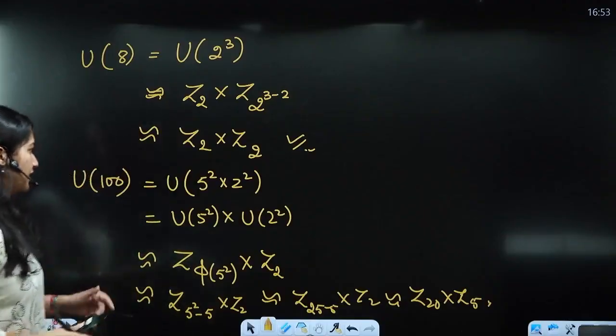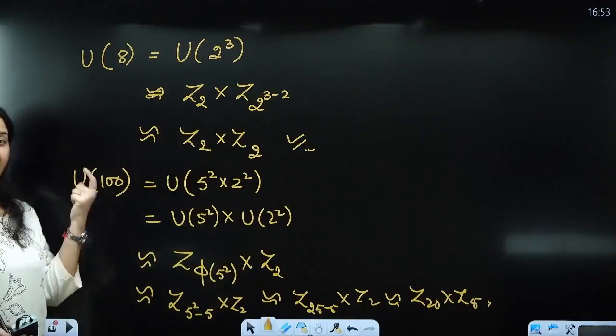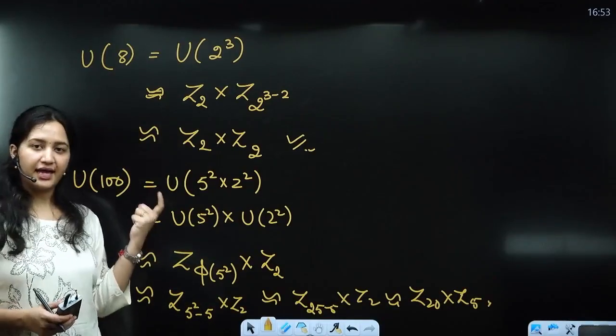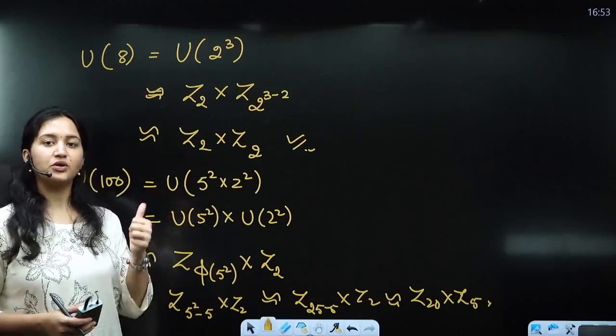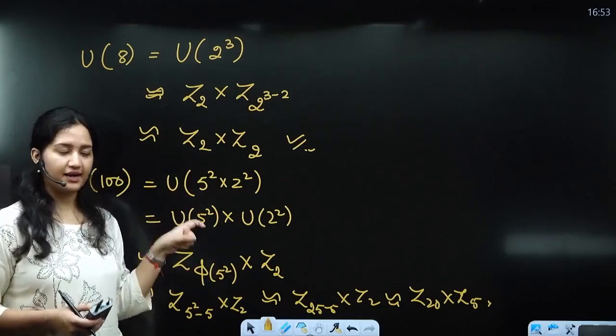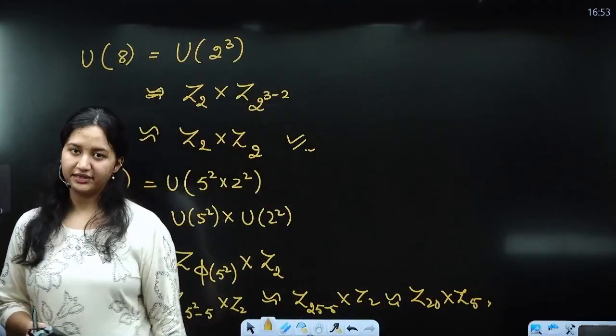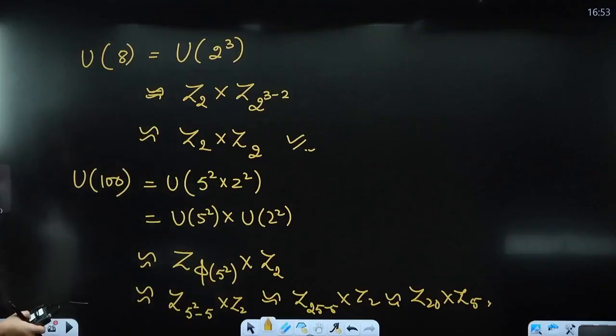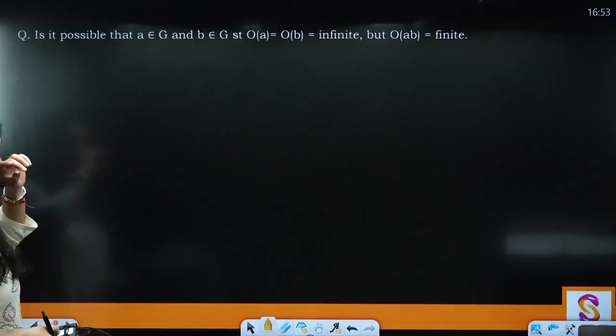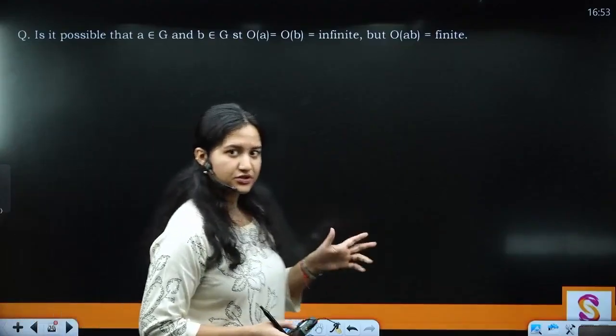So if you are going to take a group U100, and you are going to take all the elements which are going to be co-prime to 100 and less than 100, it is going to be isomorphic to the group Z20 cross Z5. Clear? Chalo. I guess with this we are done with our composition of functions.